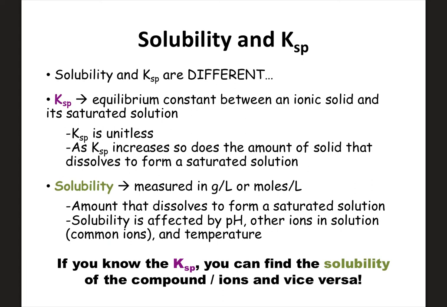And solubility is affected by other things, including pH, other ions, which we call common ions, and temperature. The good news is, you need to understand that they're different, but if you know the Ksp, you can find the solubility of a compound in a problem, and vice versa. If you know the solubility of a compound, you can actually find the Ksp. So I'm going to show you two different examples, but if you can do either of these examples, you can basically see how these questions might be asked in this solutions unit using Ksp and solubility.